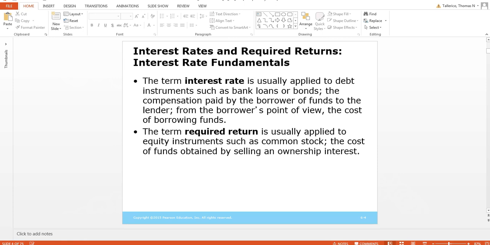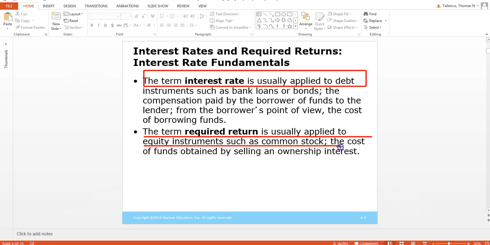So let me get the pen here. We still got the box up. All right, interest rate, applied to debt. And let me change this here. I'll go to line. And you got required return, usually applied to equity instruments such as common stock. So we have that.